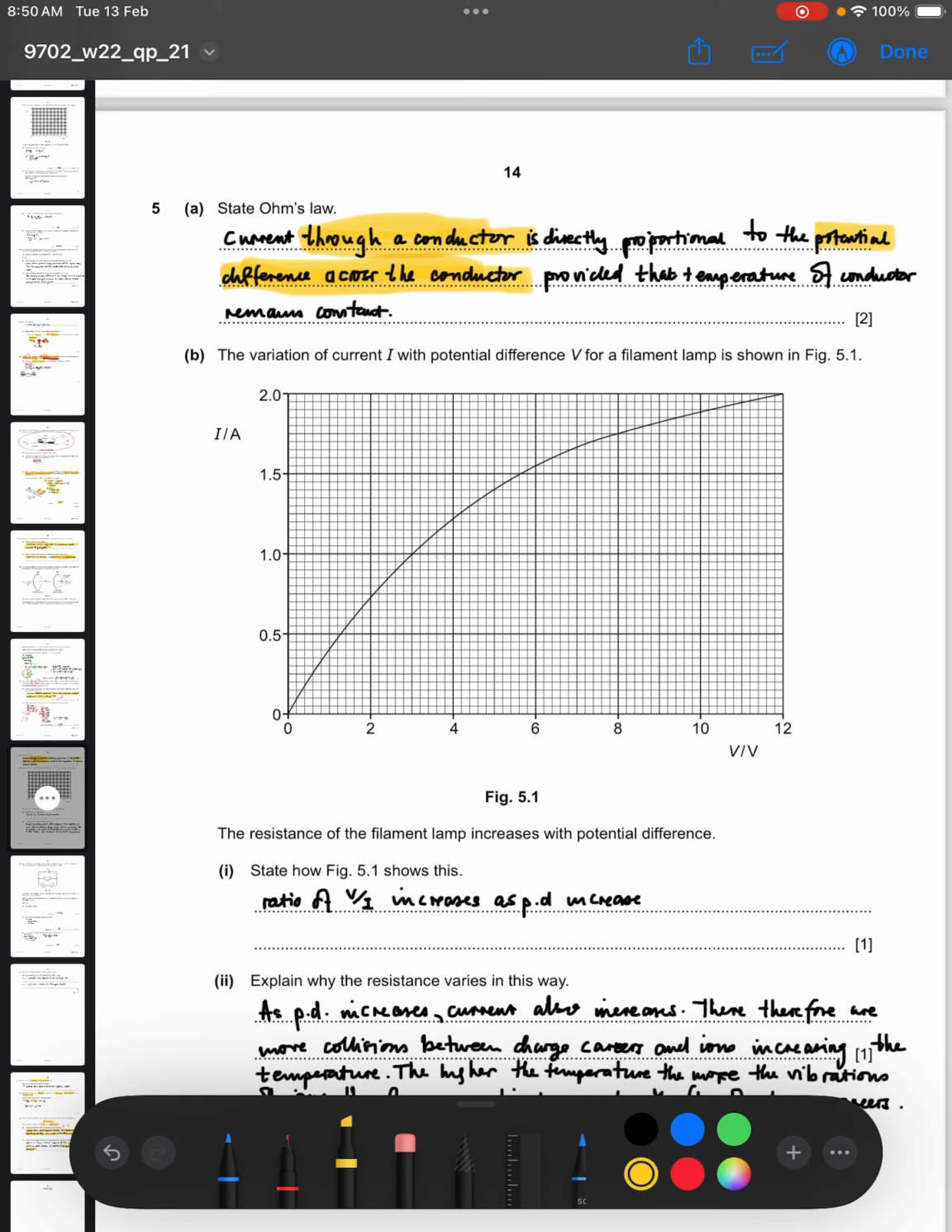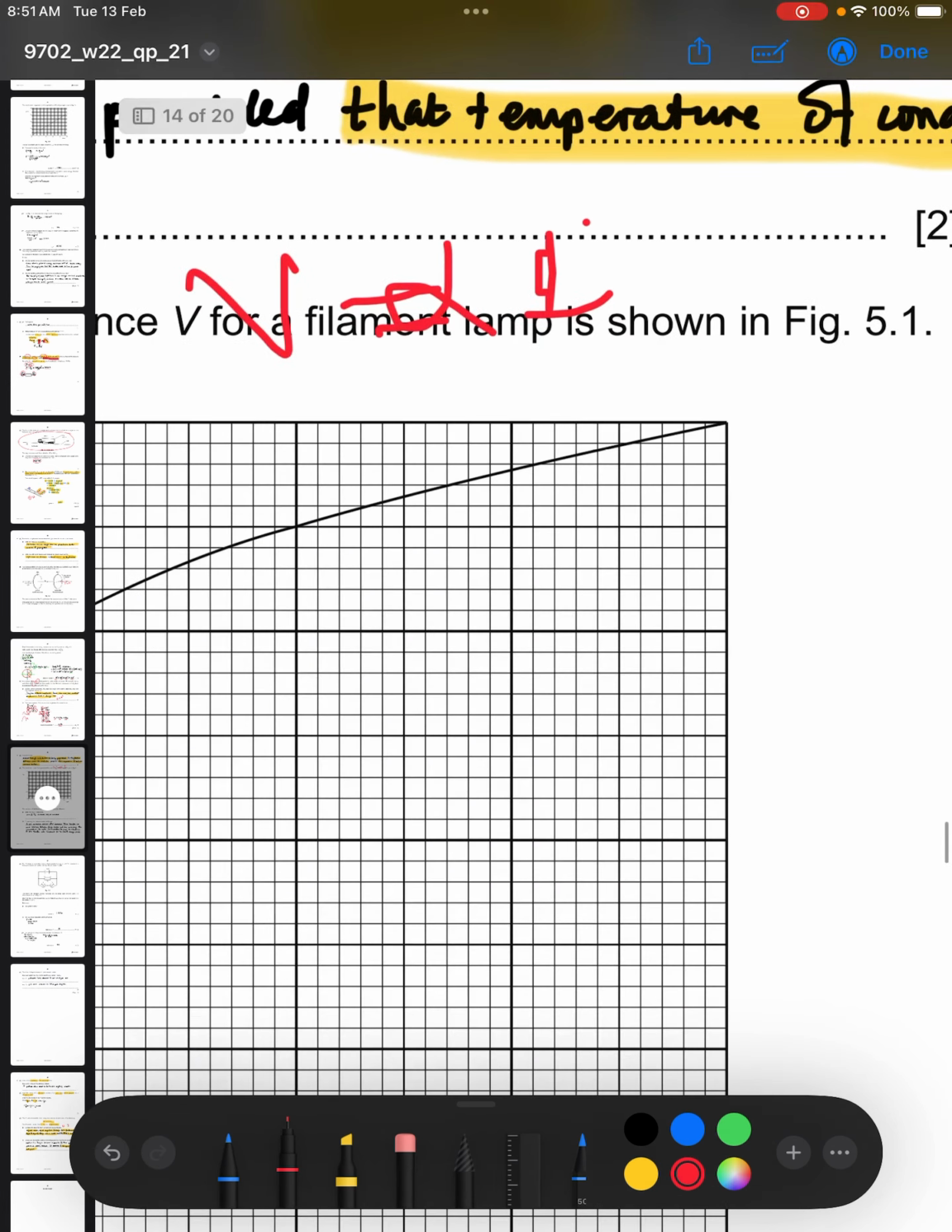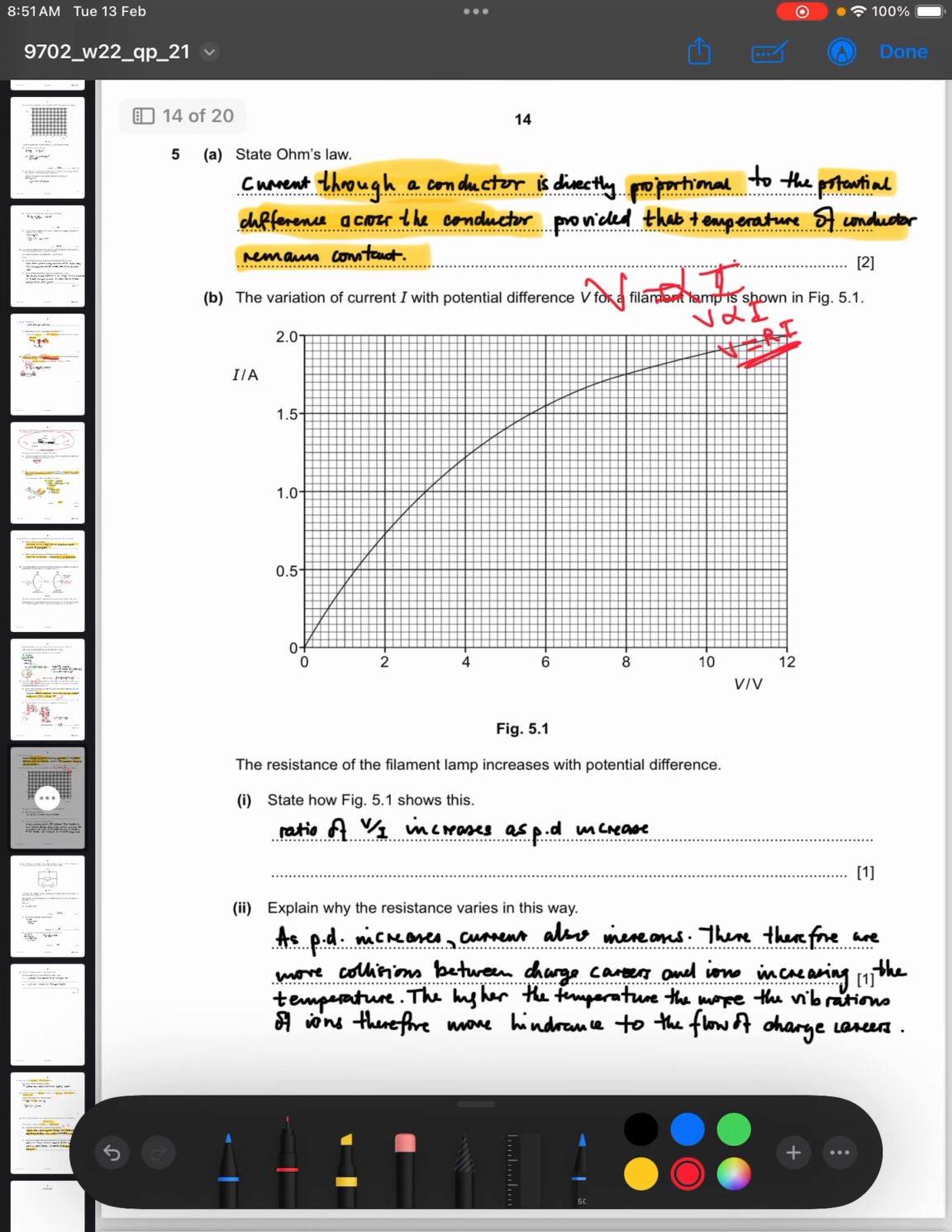So the current through a conductor is directly proportional to the potential difference across the conductor, but there is a catch, provided the temperature of the conductor is remaining constant. So that's Ohm's law. This is where we derive V is proportional to I. Then ultimately, after saying V is proportional to I, we introduce the constant, which is the resistance. So this comes about from Ohm's law.